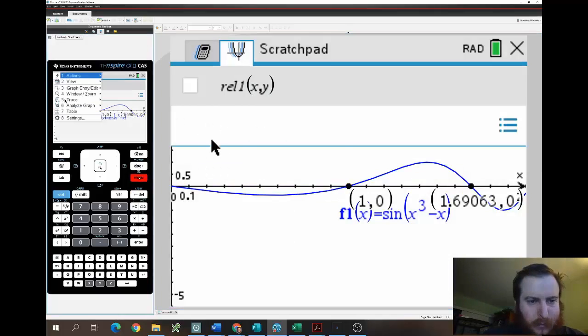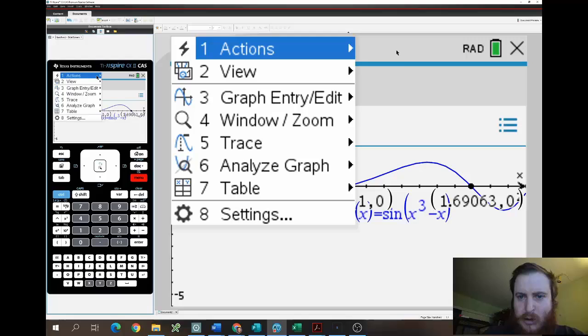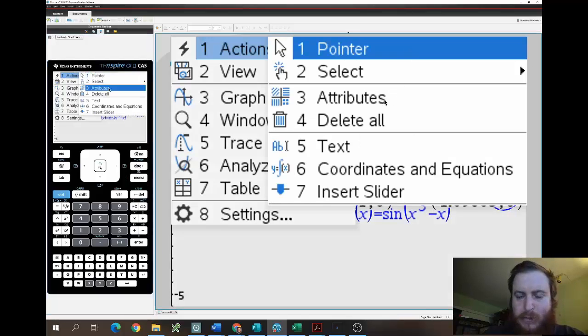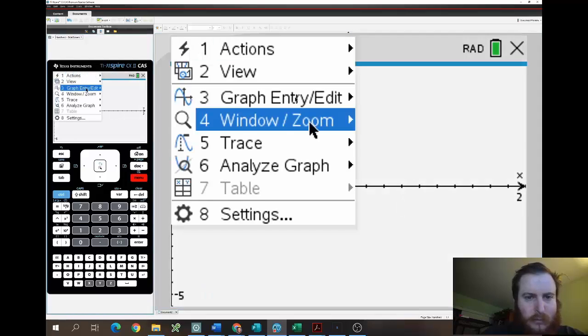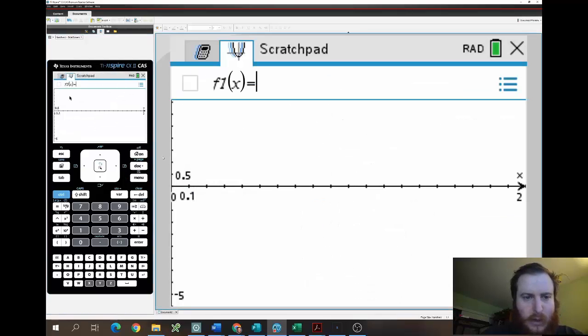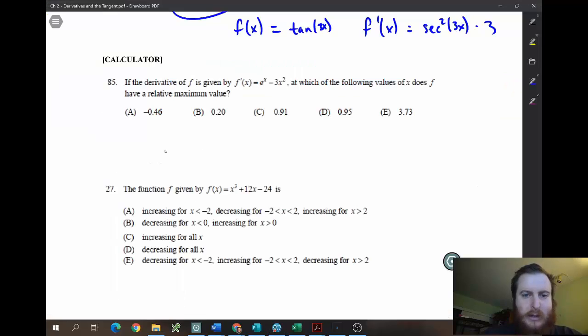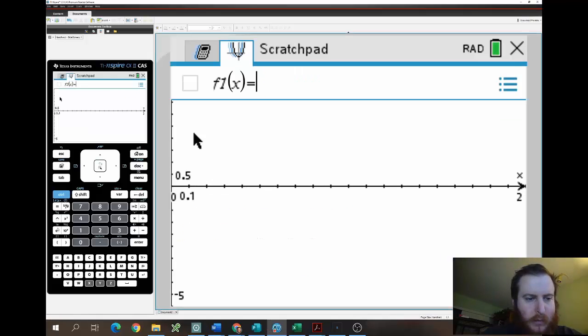Shoot, I missed that. Let's go to actions. I should have done this in the first place. Delete all. Okay. So it was e to the x minus 3x squared.